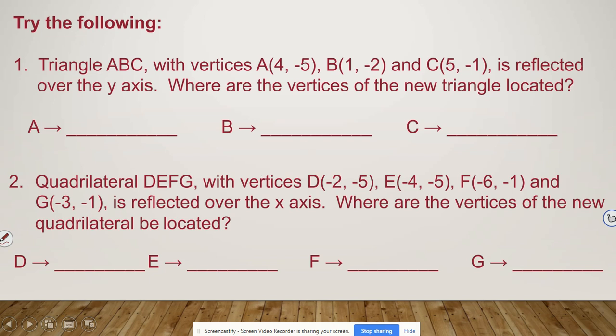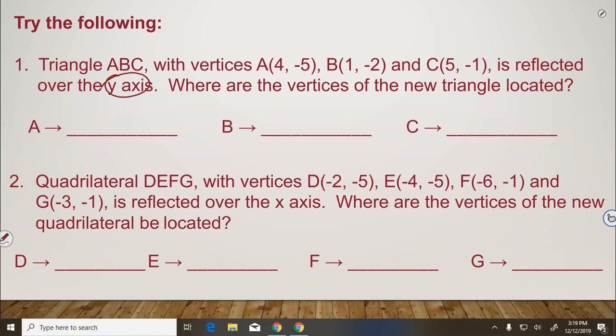So let's try these. Triangle ABC with vertices A (4, -5), B (1, -2), and C (5, -1) is reflected over the y-axis. Where are the vertices of the new triangle? Since it's reflecting over the y, we're only changing the x. So A is going to become A prime, which is now going to be (-4, -5). And that's because you're only changing the sign of the x when you reflect over the y.